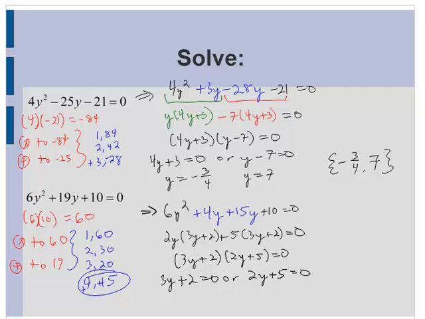For 3y plus 2 equals 0, subtracting the 2, dividing by 3, y equals negative 2/3. And for 2y plus 5 equals 0, subtracting the 5, dividing by 2, y equals negative 5/2. So the solution set contains negative 2/3 and negative 5/2.